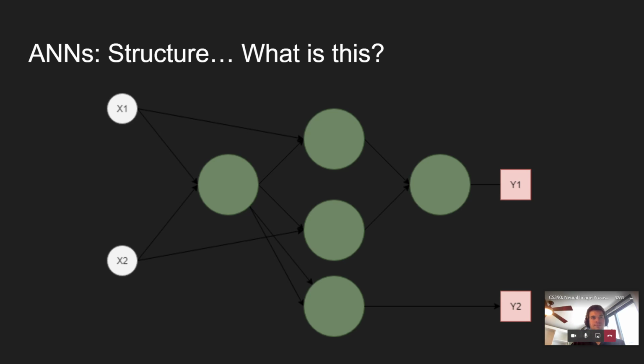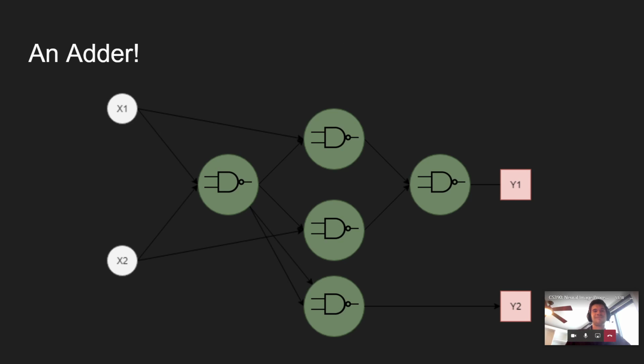Good stuff. Just by the shape, this is kind of a weird question, but what is this? I'm not showing you the weights. I'm not showing you anything else. Just look at the shape real quick and try to give me a guess as to what this is. Looks like an adder. Very good. That's probably the quickest I've had someone get it in this class. Yeah, this is an adder.